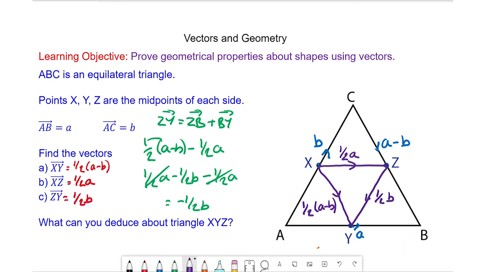So using these three vectors, we can see triangle XYZ is half the size of ACB, so it is similar to the original equilateral triangle.